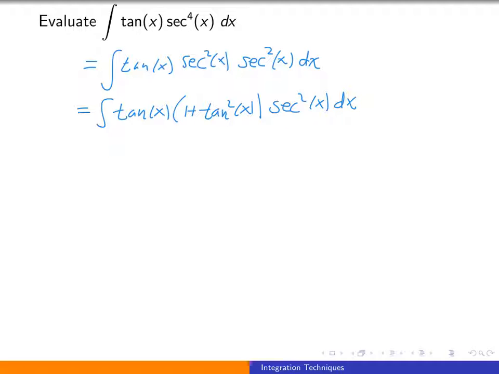So now, as claimed, we're in this ideal situation where if we let u be equal to tangent, du is secant squared. So the secant squared that we left over plays the role of the du, and then everything else in our integrand, those tangent terms, can easily be written solely in terms of the variable u. So this becomes u times 1 plus u squared du.